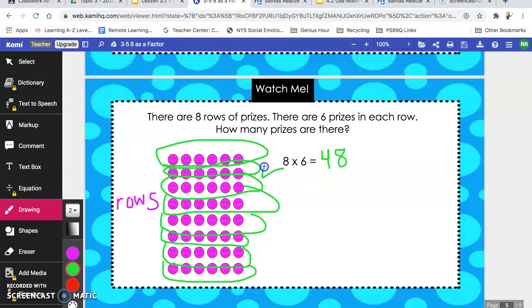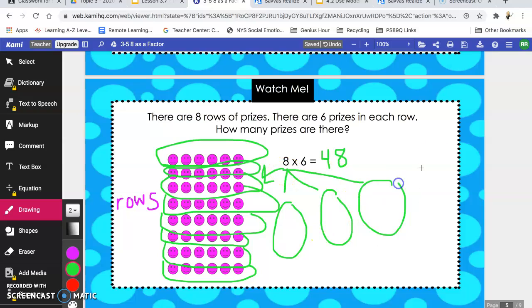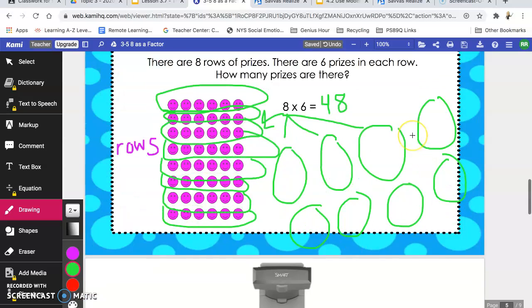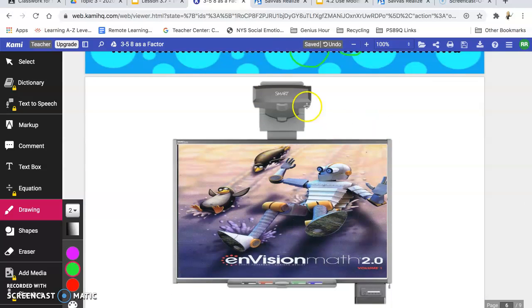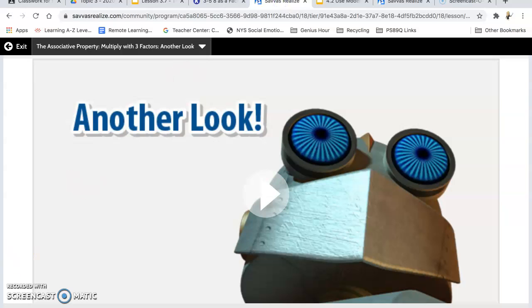Remember, if you don't have an array or a picture already drawn, you can make the circles. So you can draw 8 circles and you can put 6 inside of each of them. Now, let's watch a quick video to help us understand the math.